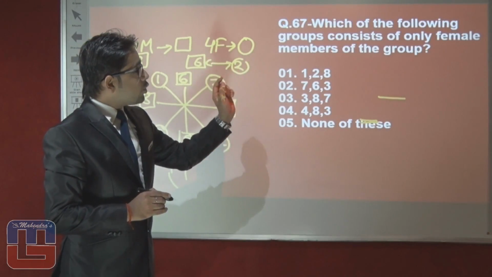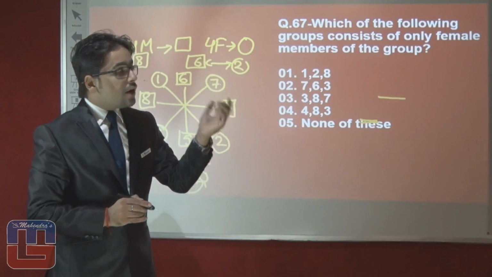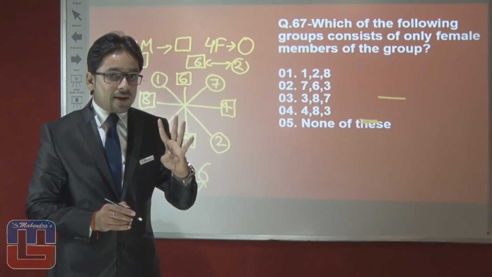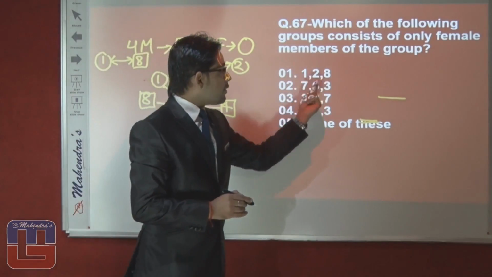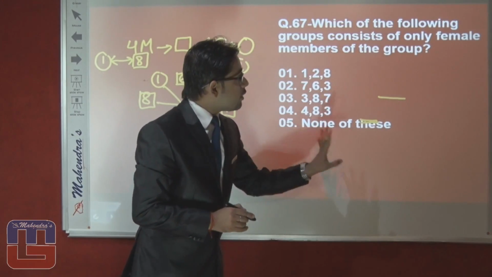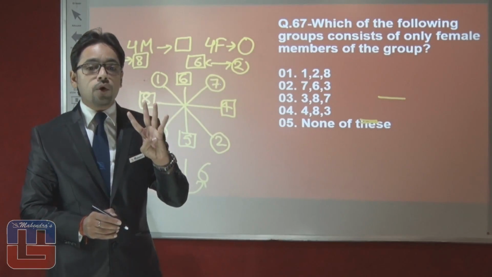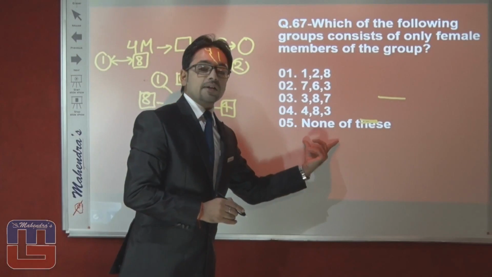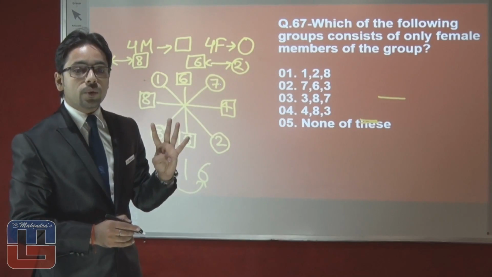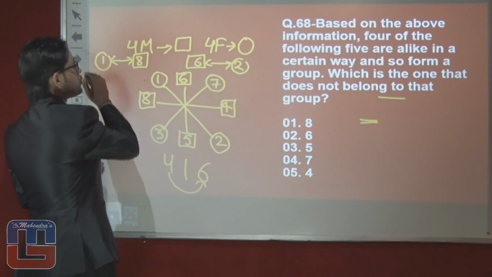Let's proceed towards the next question. Which of the following groups consists of only female members of the group? Now we have to find out, only 4 female members are there. So the right answer of this question will be none of these. Why none of these? Because there are 4 female members, and they have given just 3. We already know that there are 4 female and 4 male members in this group.